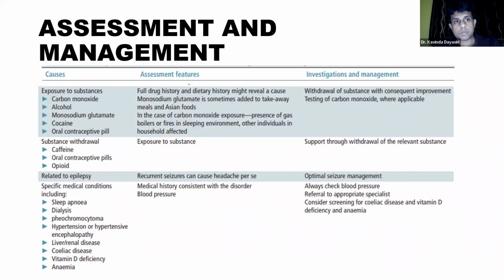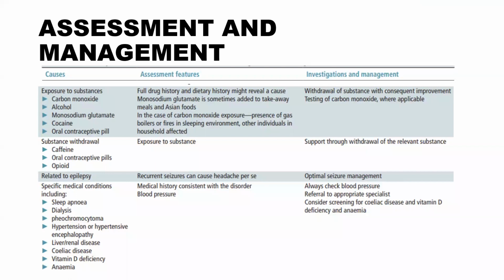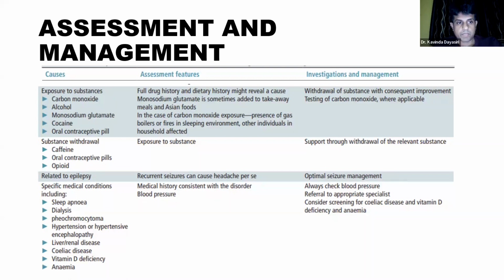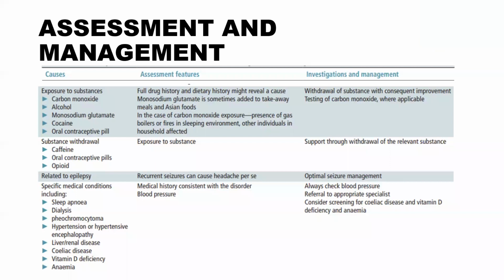For example, exposure to substances. For example, in teenagers, alcohol dependence can present with chronic headache, and abuse of substances such as cocaine, or exposure to carbon monoxide, or oral contraceptive pill use by teenagers also can present with chronic headache. So we have to inquire about such history from teenagers. And substance withdrawal such as opioid withdrawal and caffeine withdrawal is also important to look at.